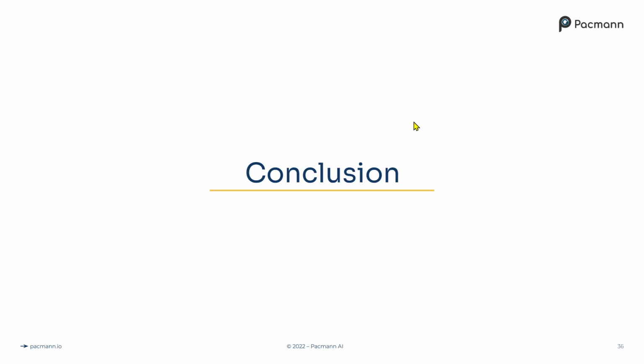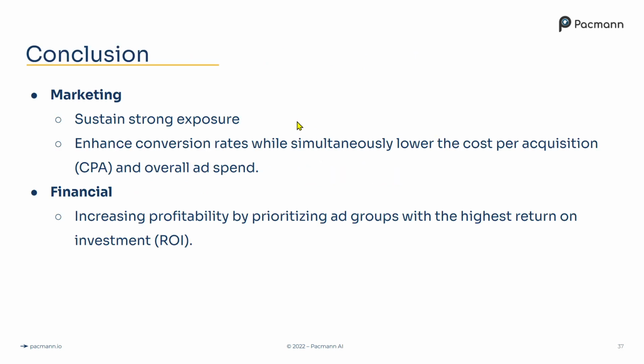And by all of the analysis from before, we can conclude that there are two things from the marketing and financial perspective that Tokopedia can do. First one is to sustain strong exposure, because strong exposure could lead to a high sales amount, which in turn gains a lot of revenue, and also to enhance conversion rates while simultaneously lowering the cost per acquisition, or CPA, and overall ad spend. And for the financial perspective, Tokopedia should increase its profitability by prioritizing ad groups with the highest return on investment, which are the Black Friday and free shipping.